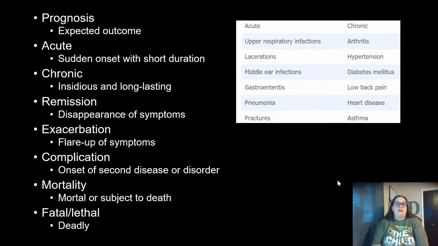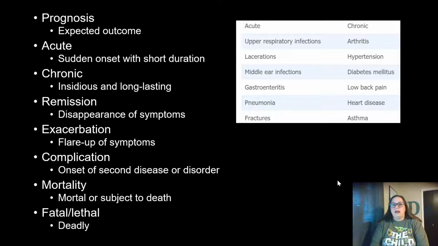All right, so again, this brings us to prognosis. Prognosis is the term we use for the expected outcome. What is the expected outcome for that patient based on their diagnosis? Now, does it always follow that? Not necessarily. We also, remember, can look at the progression of a disease as acute or chronic.